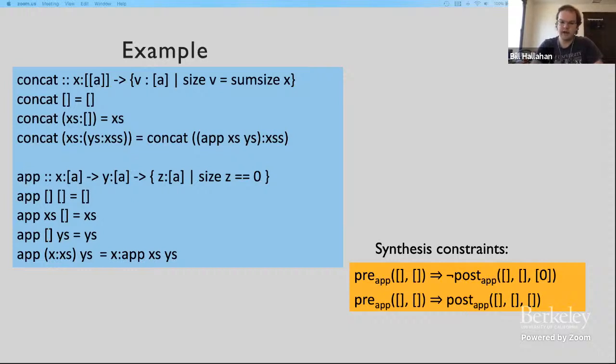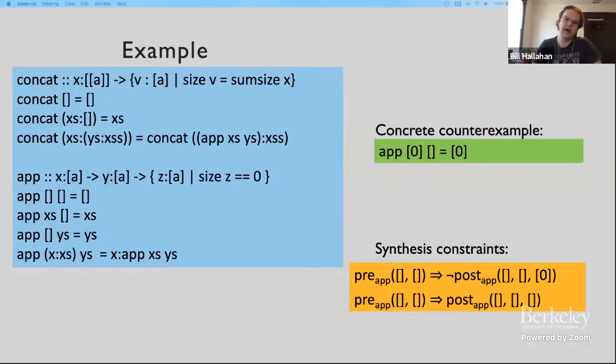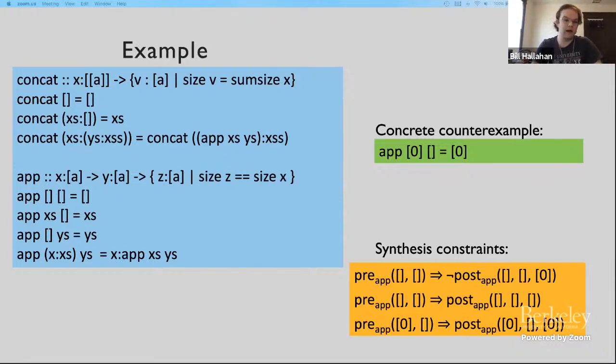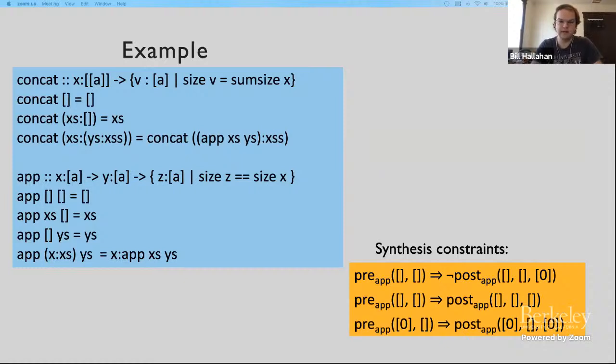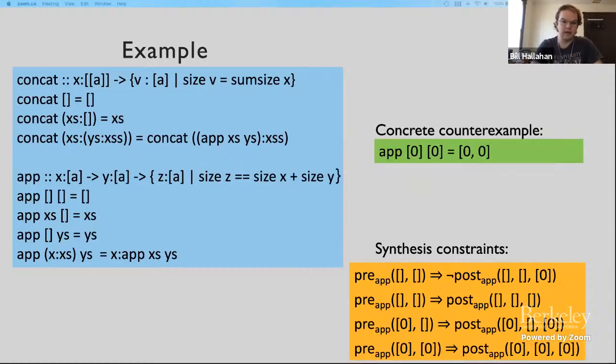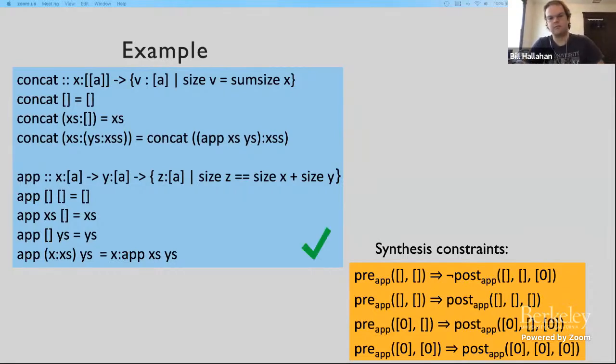And then we can use G2 to get a concrete counterexample telling us, well, actually, if you append to a list with 0 in it and an empty list, you get a list with 0 in it. And this gets us another synthesis constraint. And again, we come up with a specification that's not quite correct. And so we keep on getting counterexamples. And eventually, if we continue this long enough, we'll come up with the specification that the size of the output list has to be equal to the sum of the sizes of the input lists. And the verifier will be able to verify the code given this specification.